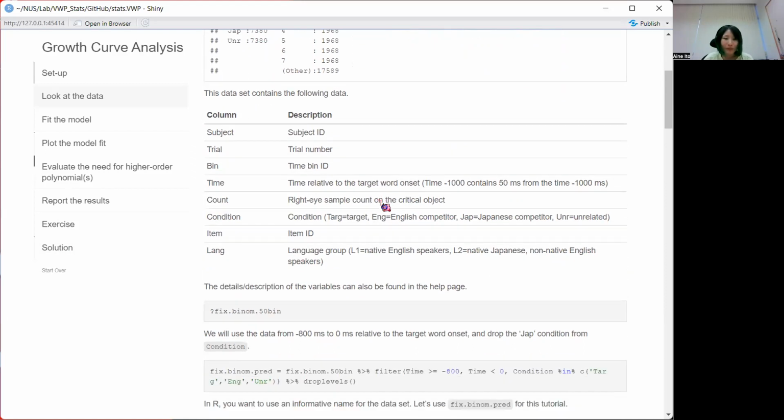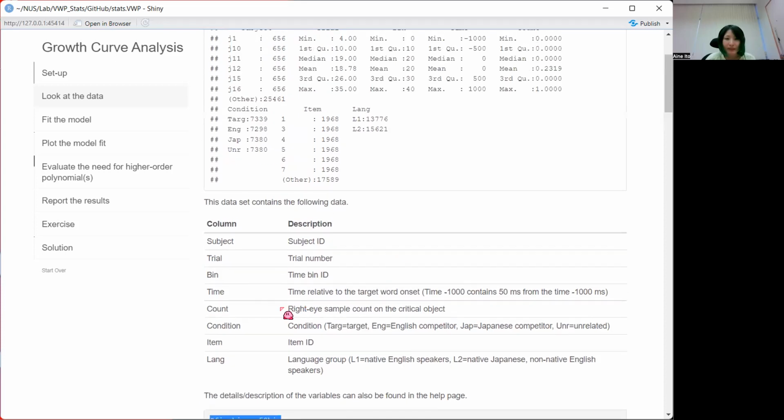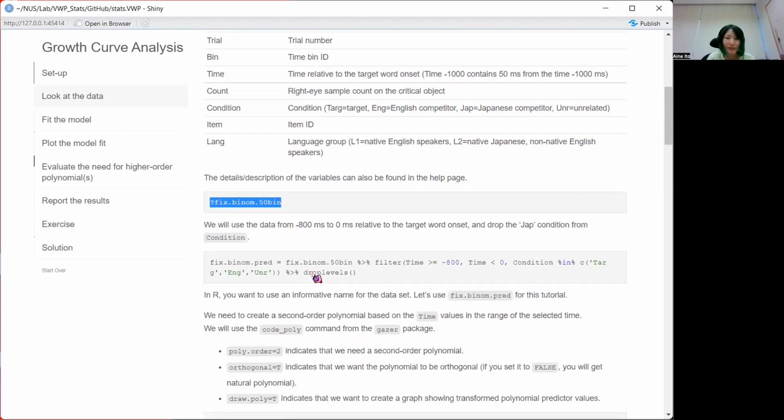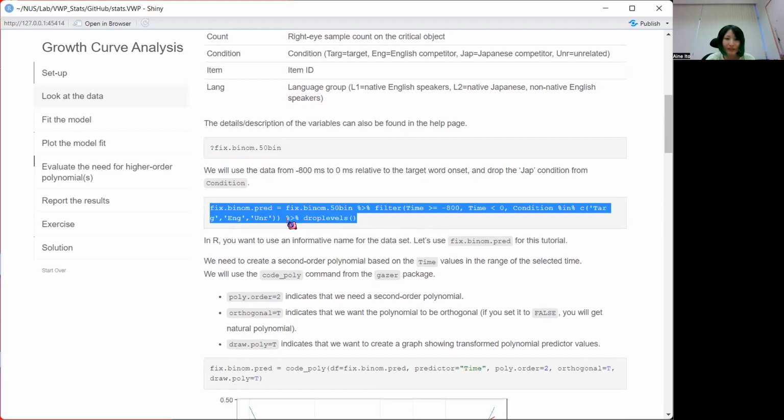When you use this data, note that this data set comes together with the package that you downloaded. So if you wanted to use it for your practice, you can always do so. And you can use this help page here to look at the data and the description of the data. We use the data from 800 milliseconds before the target word onset to the target word onset, as I did during the talk. We also dropped the Japanese competitor condition because we didn't find any difference between that condition and the unrelated condition. So that's what this is doing.